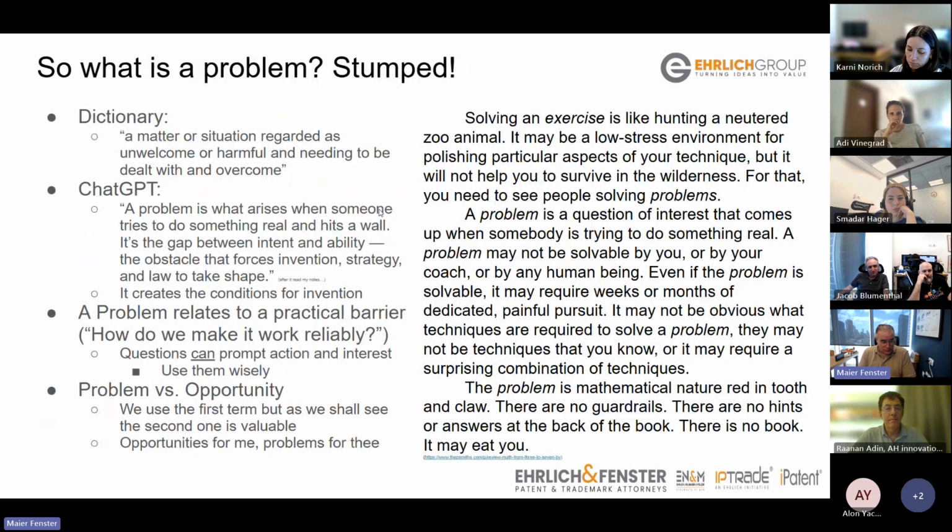What is a problem? The dictionary says a matter or situation regarded as unwelcome or harmful and needing to be dealt with and overcome. Okay? ChatGPT, after reading most of these slides, says that a problem is what happens when you try to do something real and you hit a wall. And happily, it says it's an obstacle that forces invention, strategy, and law to take shape. In any case, it creates a condition for invention, and we're all about invention.